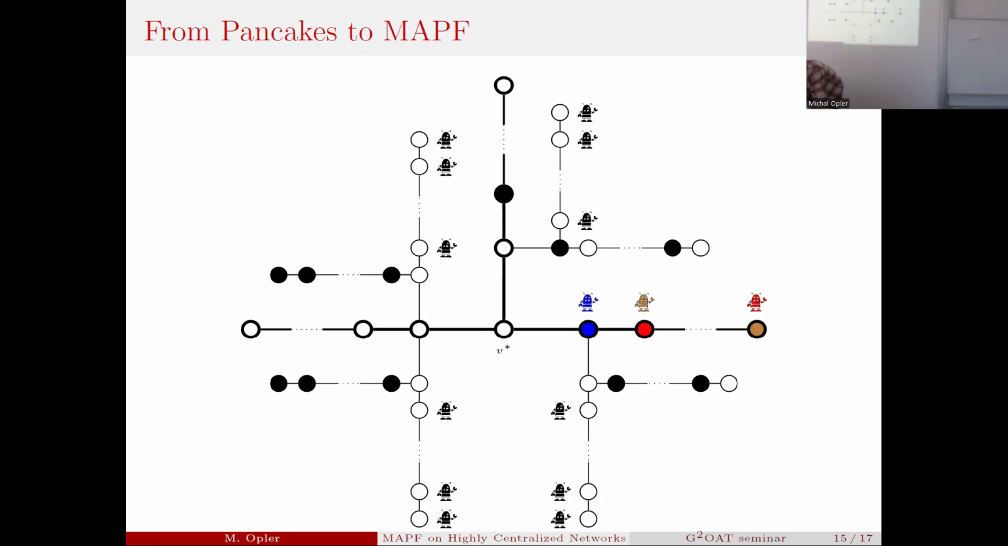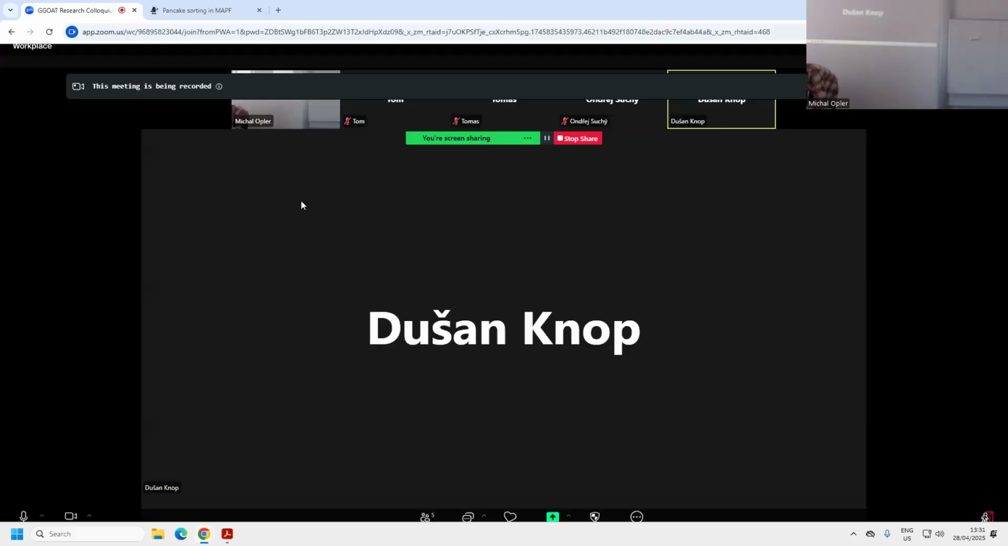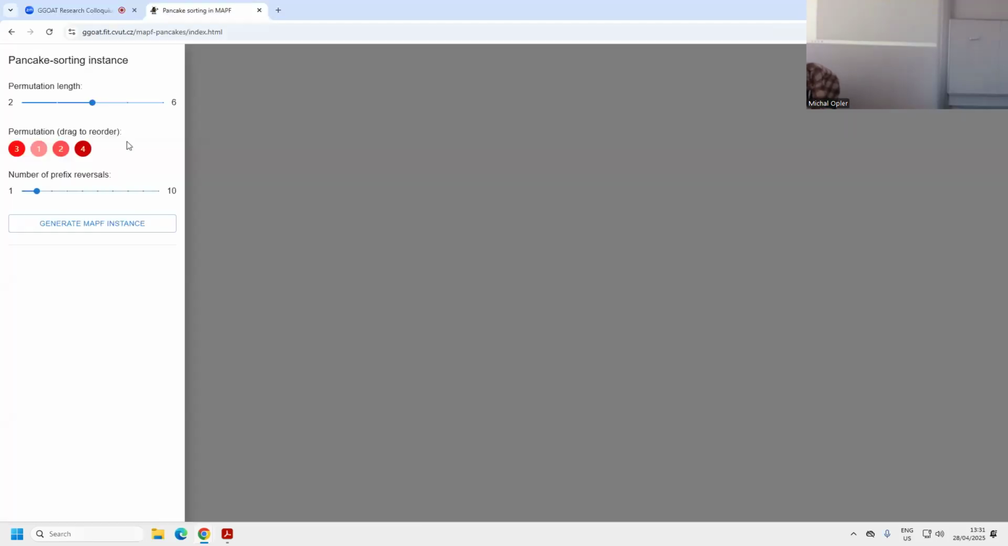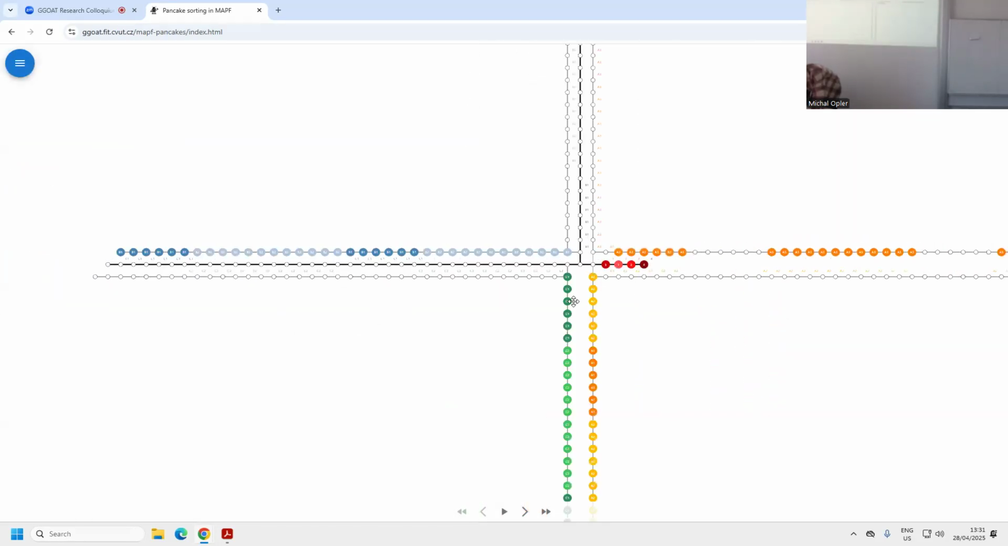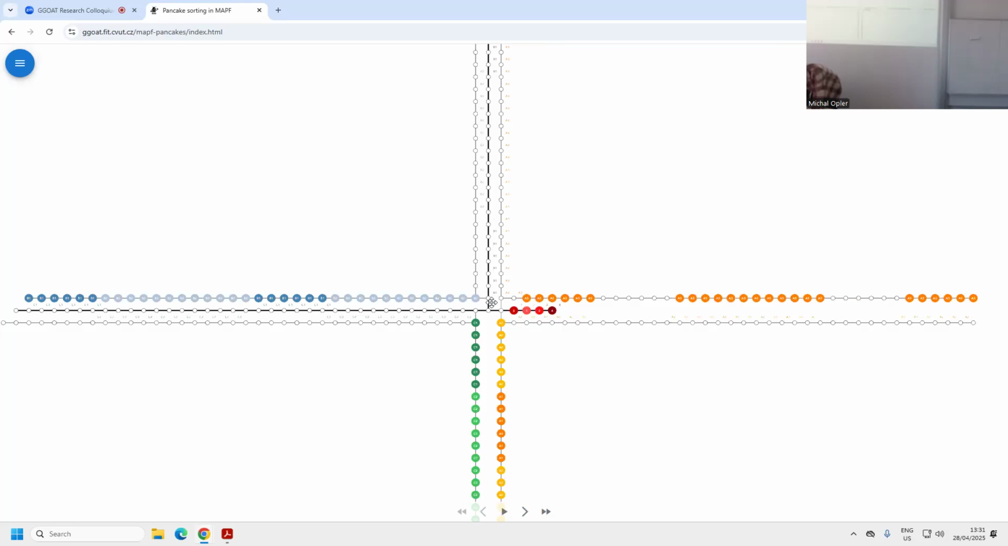We've done a demonstration for AAAI, where you can say that you want this particular permutation, 3124, with 2 flips. It generates the instance. You know, the bold ones are the main ones, and then these other agents are the auxiliary ones.